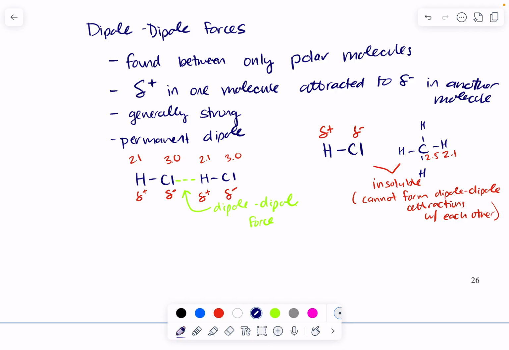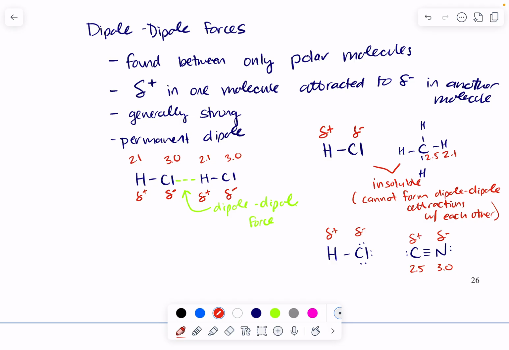What is soluble, though, is like, let's say we try to dissolve HCl in something like cyanide. Okay, solubility has nothing to do with single bonds versus triple bonds. Let me get some lone pairs on here. That way the Lewis structures are correct. And we've seen that hydrogen's delta positive, chlorine's delta negative, carbon is 2.5, nitrogen is 3.0. So actually, nitrogen's delta negative and carbon's delta positive here.